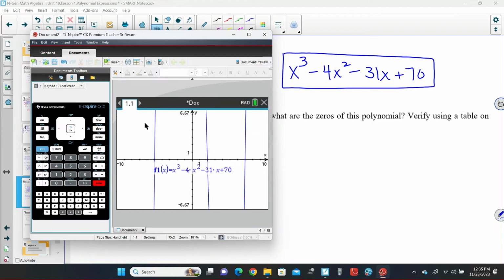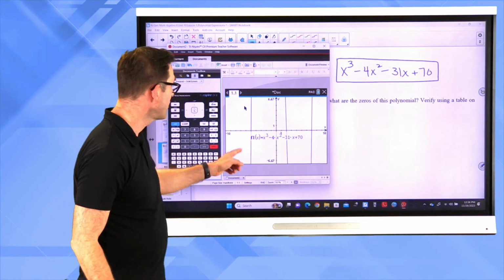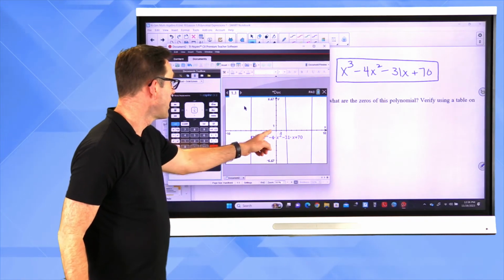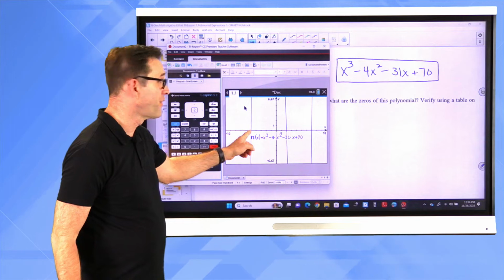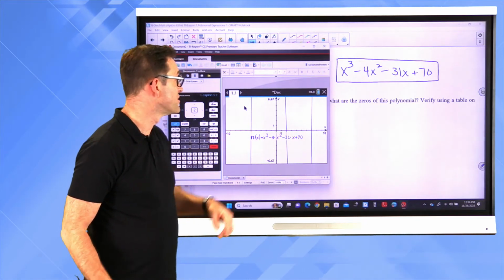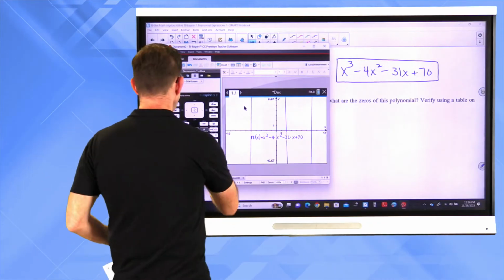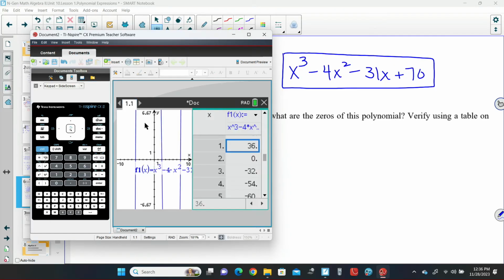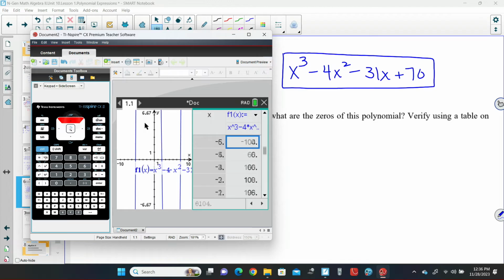You can even see the zeros graphically. Literally, we have a 0 at -5. We have a 0 at 2, and we have a 0 here at 7. But if I go into my table by hitting Control-T, there I can really see my zeros.